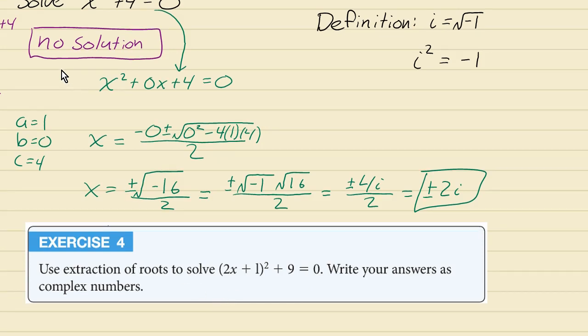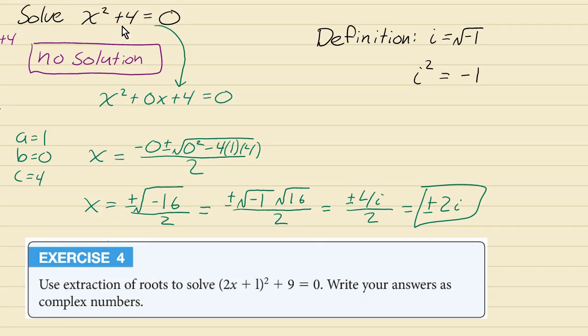And in the next video, we'll look at how you can tell, just based on the a, b, and c here, whether or not it has no real solutions like this one, or one or two real solutions.